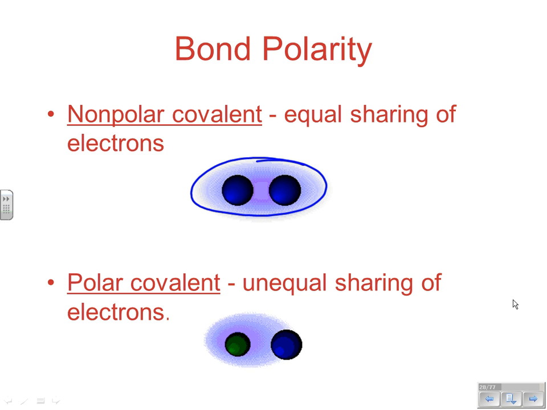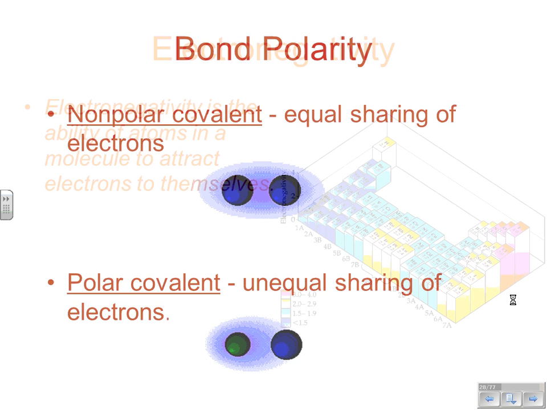In the case of our HF, you can clearly see that the electrons are shifted over towards our fluorine. That would be an unequal sharing of electrons. They're still sharing, but it's definitely an unequal sharing situation.